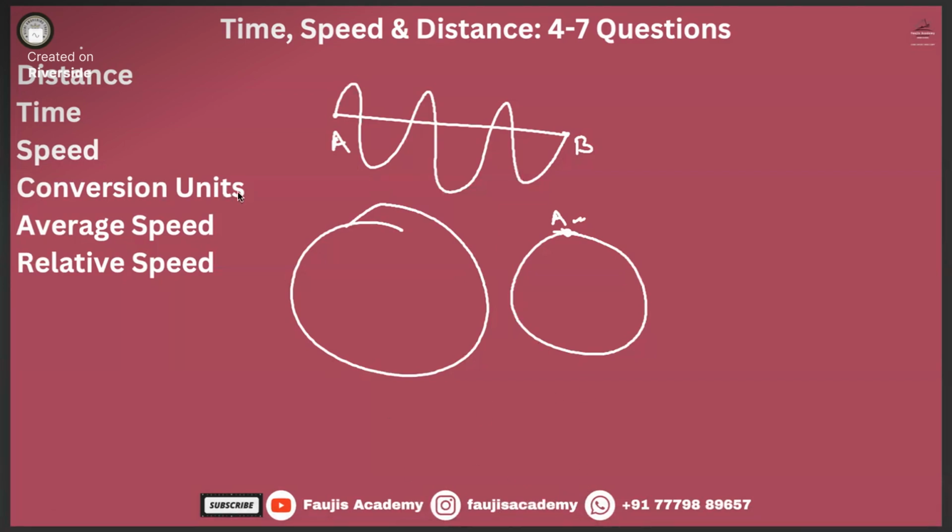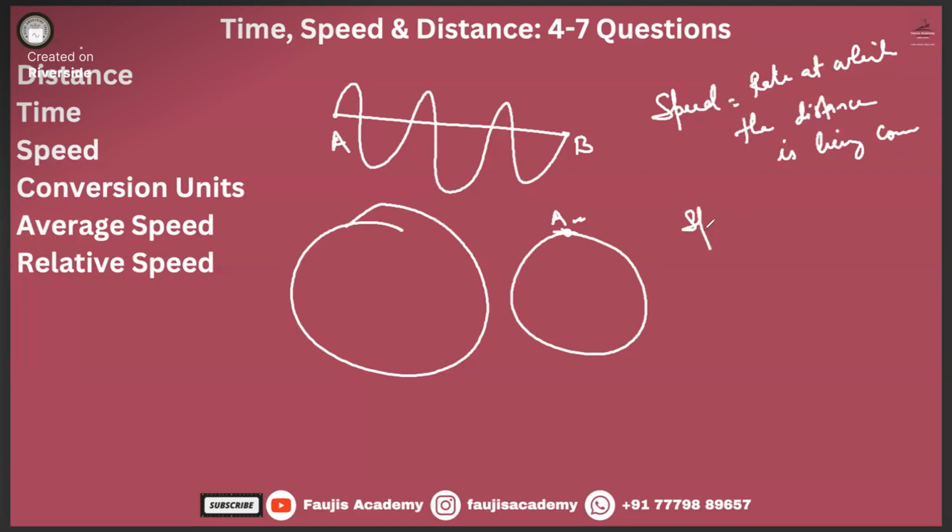And time is all about the amount of time period that has elapsed to cover that particular distance. Everyone knows it. And speed, the definition of speed is the rate at which the distance is being covered. So when we write speed, we write distance by time. So this is what we actually mean by distance, speed, and time.